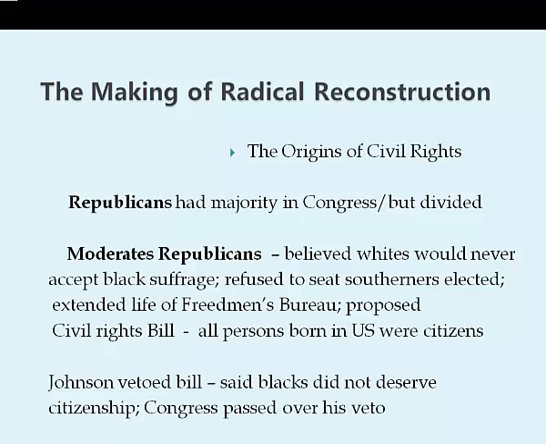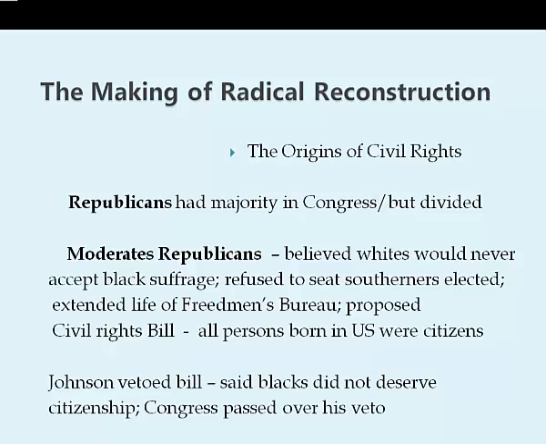Although Republicans had an overwhelming majority in Congress, the South, of course, had no representation, but the Republican Party was divided, and radicals were only a minority. But they were a noisy minority. Now, most Republicans were moderates who thought Johnson's plan only needed a little bit of improvement. These moderates believed that Southern and Northern whites would never accept black suffrage, and moderates and radicals refused to seat any Southerner elected to Congress, but the moderates made sure that Southern governments remained.